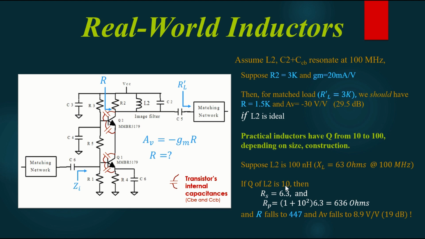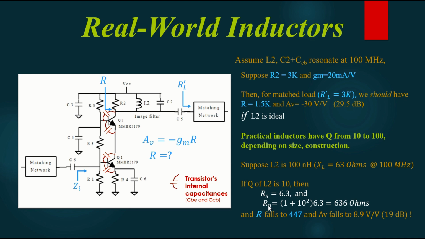I mean, you may get this if you try to use a surface mount inductor here, at least a small surface mount inductor. If you get a large enough one, you could have a decent Q of like 50. I'll show you a case of that shortly. But let's assume that the Q of L2 is 10, then RS is 6.3 ohms. Where does that come from? Well, X of L is 63 ohms, so by the definition of Q, RS is 6.3, 1/10 of that.